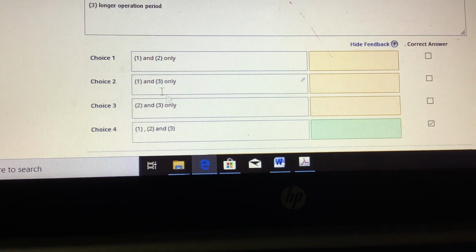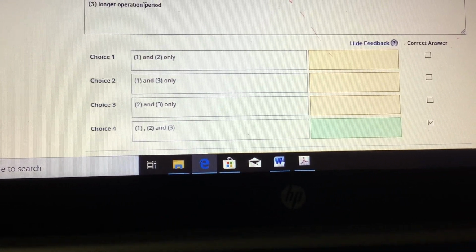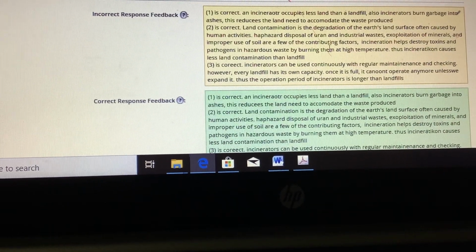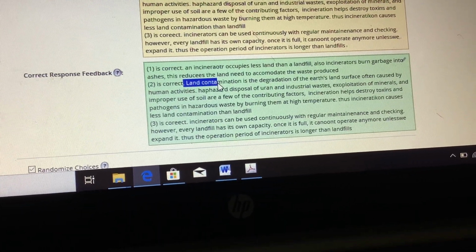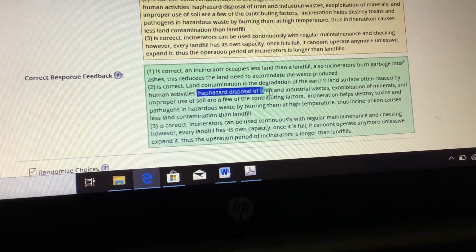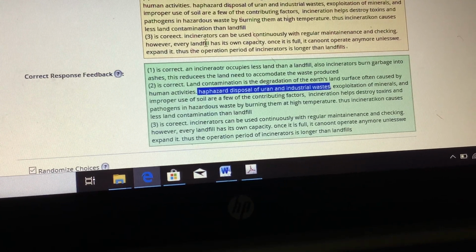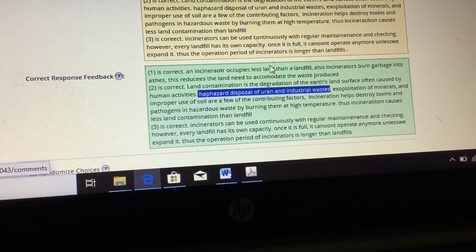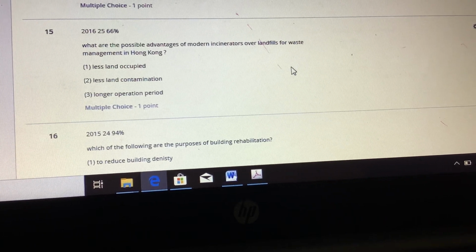Number 1 and 2 and 3. Oh, come on. Because the air will be contaminated, and then finally it will go to the land again, and also the haphazard disposal of urban and industrial waste may be put into the land as well. Okay, when you burn it, we will have a lot of waste, and then it will contaminate the land as well.